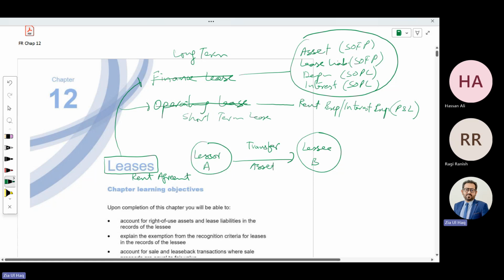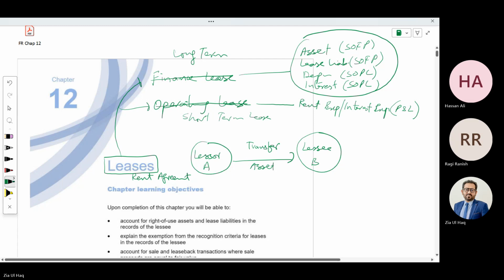Any lease that is more than 1 year, mean more than 12 months, you need to account for accounting. You need to record the asset, you need to record the liability, you need to depreciate the asset, and you need to charge interest. Any lease less than 1 year, that will be called short-term lease, and for that there will be only one accounting. What is that? Rental expense.